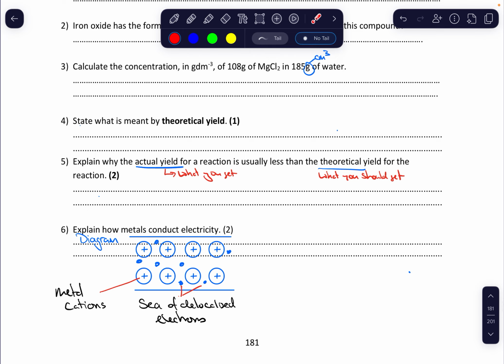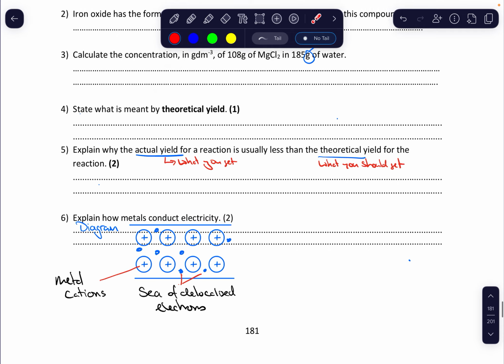This question here is talking about theoretical yields and actual yields. Remember that theoretical yield is the amount that you could get according to the balanced equation if it works as intended. And the actual yield is actually what you do get in a reaction when the reaction takes place.